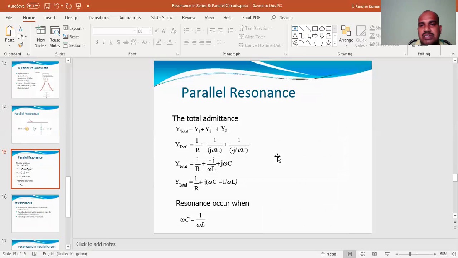Okay, 1 by Z equal to 1 by Z1 plus 1 by Z2 plus 1 by Z3. So 1 by Z1 equal to Y1, 1 by Z2 equal to Y2, 1 by Z3 equal to Y3. So the total admittance has 1 by R, 1 by L, and 1 by C reactance. The total admittance equal to 1 by R plus j of omega C minus 1 by omega L. Okay, the resonance occurs when omega C equal to 1 by omega L.